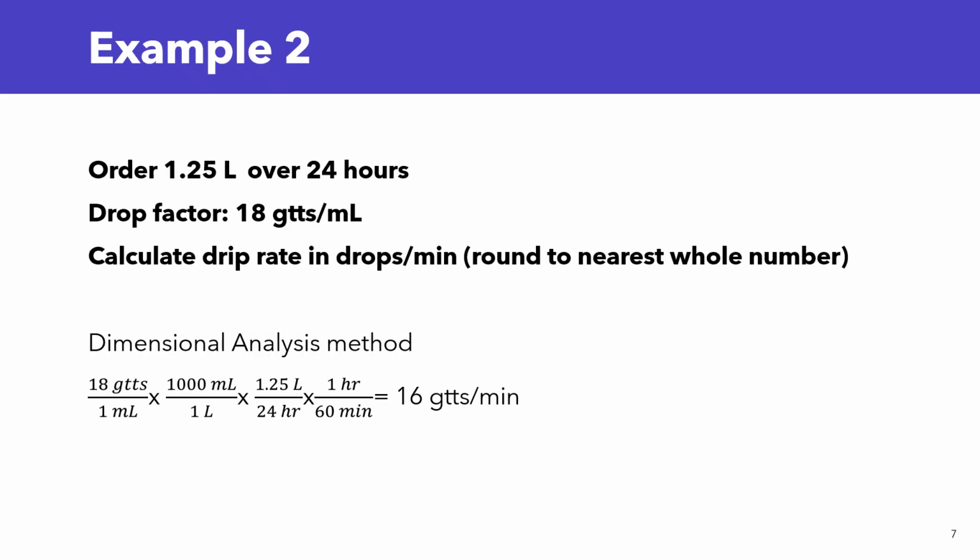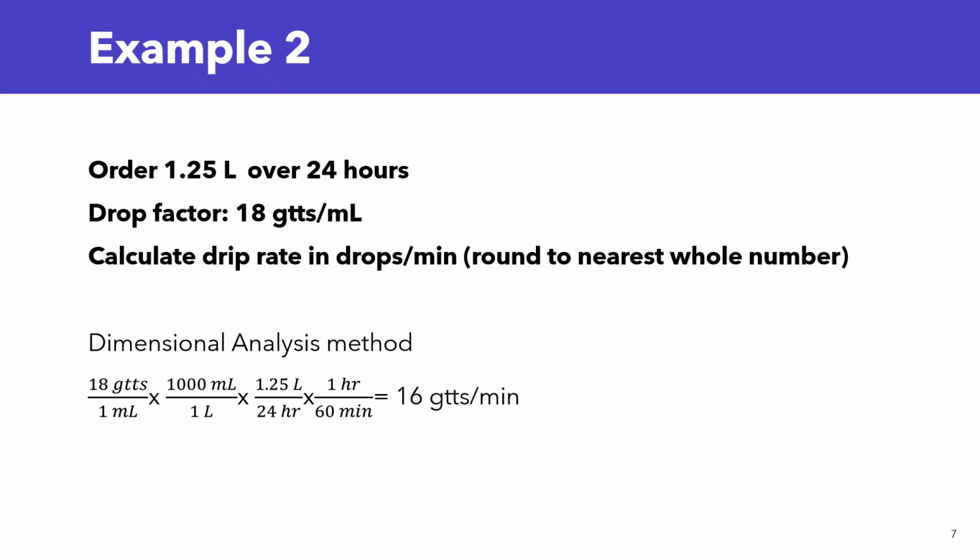Now let's try to solve this using dimensional analysis. Okay, so how we're going to set it up. The units that we want is drops per minute. Okay, so that means we're going to start with drops at the top. So 18 drops over 1 ml times 1,000 ml over 1 liter.